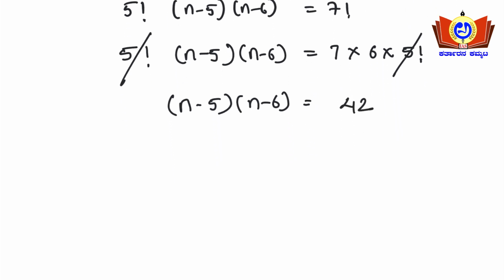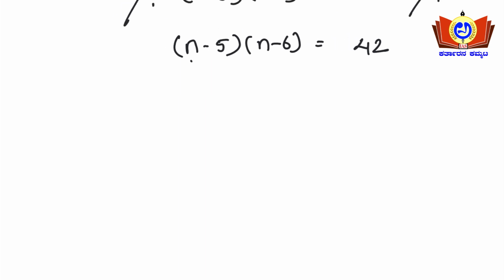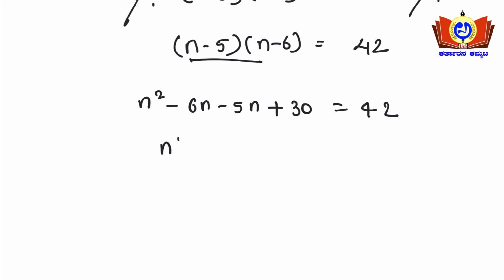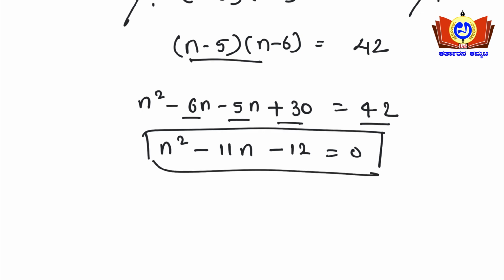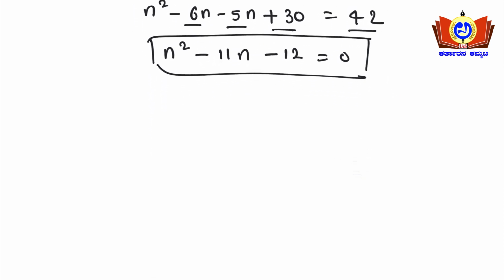So till here you understood, I guess. Now again I will be expanding, cross multiply here: n square minus 6n minus 5n plus 30 will be equals to 42. So n square minus 6n and minus 5n is minus 11n, plus 30 and minus 42 will be minus 12, equals to 0. So we got a quadratic equation here. n square minus 11n minus 12 equals 0.